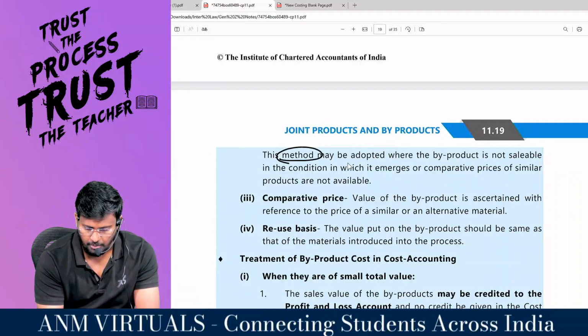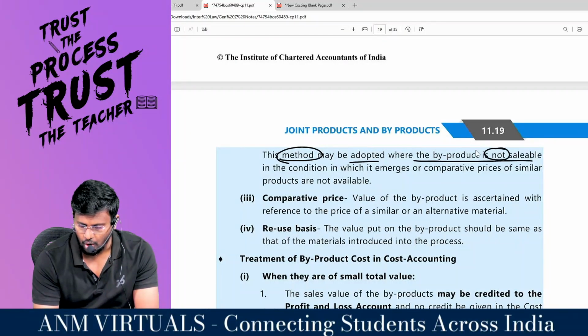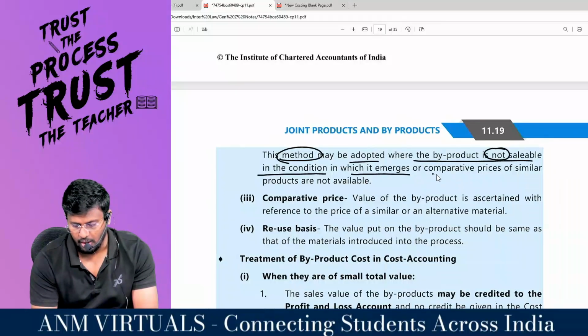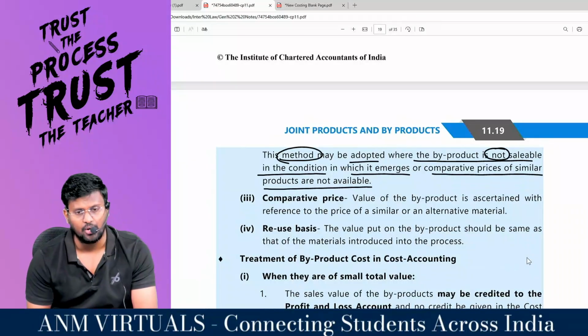So this method may be adopted where the byproduct is not saleable in the condition in which it emerges or comparative prices of similar products are not available.